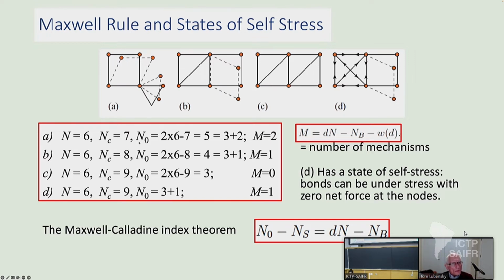So the number of zero modes is equal to the total number of degrees of freedom, which is 2 times the 6, minus the number of constraints, which is the 7, and that's equal to 5, which we learned at some time in our grade school, is equal to 3 plus 2. And what that tells us is we have the 3 rigid translations and rotations of the whole object.